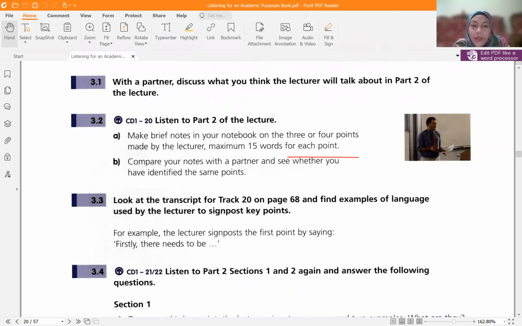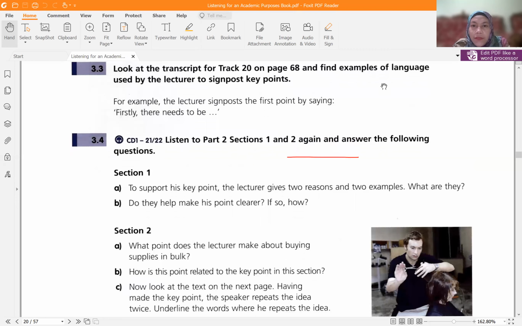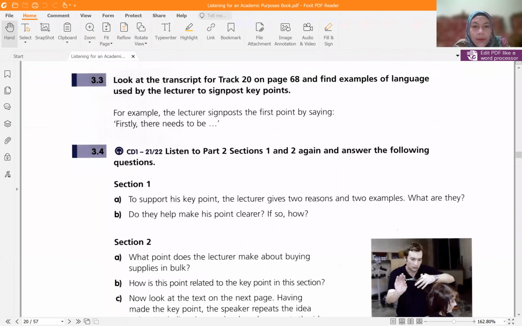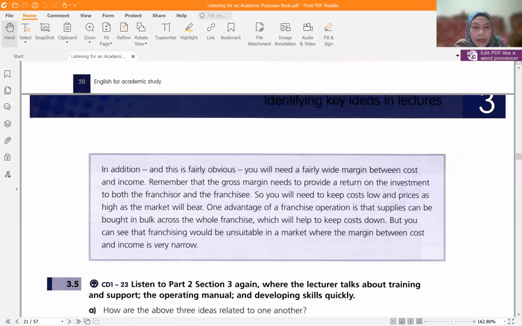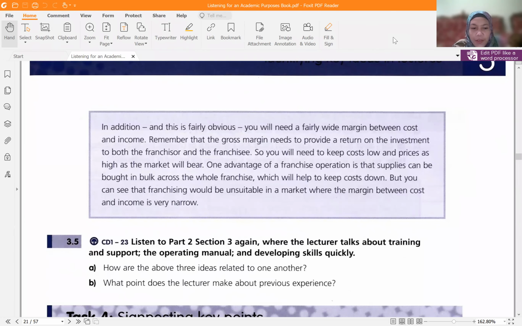But before we look at the transcript, there are some questions that you need to answer after listening to the audio from the second section of the lecture. Here there are some questions based on section 1, section 2, and then here they already give you the transcript, and then we can listen to part 2, section 3 again, where the lecturer talks about training and support, the operating manual, and developing skills quickly.